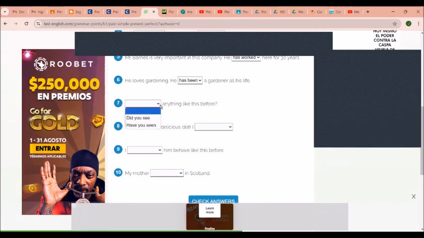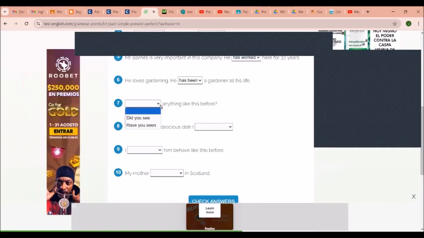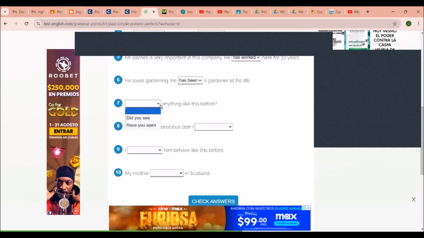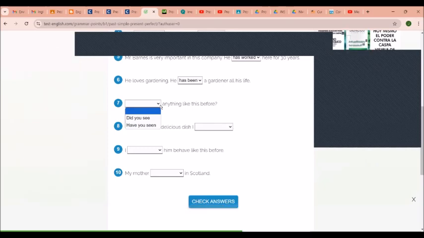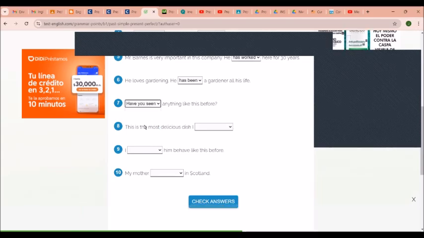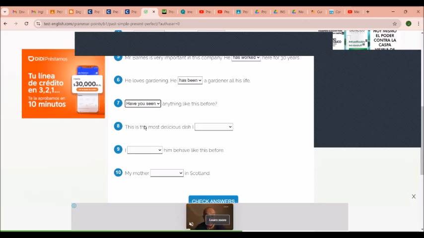Yes. Did you see anything like this before? All right. Now it's asking you a question. In Spanish, how would you ask me this question? ¿Viste algo como este antes o has visto algo? It's the same structure. The has visto, he visto, han visto is the Spanish version of the perfect tense, right? Have you seen? Have you seen anything like this before? I have on a couple occasions.